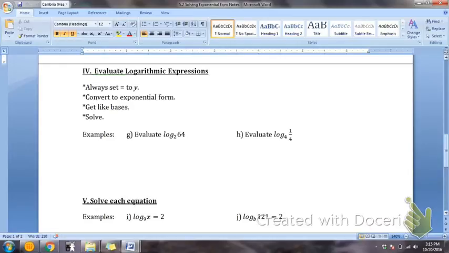But we cannot use our calculator to do this because our calculator is programmed to be log base 10. So your calculator is always a log base 10. And if you look at example G and H, we have a log base 2 and a log base 4, right? And so using our calculator would not give us the correct answer. So because we can't use our calculator, we have to do a little bit of work. We're going to set it equal to y first. So let's do that. Set it equal to y, and then convert it to exponential form. Remember, exponential form is this.